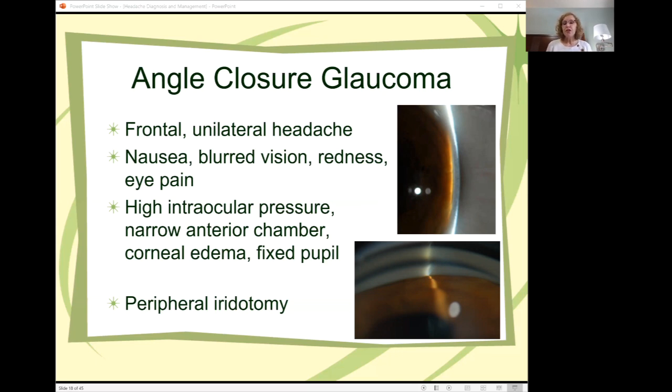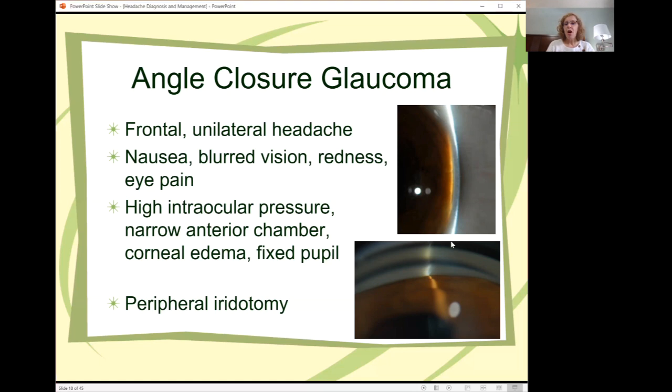Reducing intraocular pressure needs to be done emergently with anti-glaucoma drops, such as beta blockers, alpha adrenergic agonists, and pilocarpine, as well as an oral carbonic anhydrase inhibitor. Laser peripheral iridotomy is the definitive treatment.